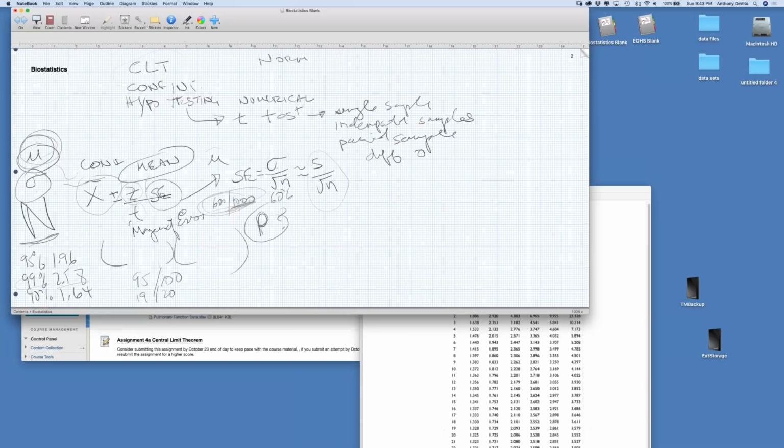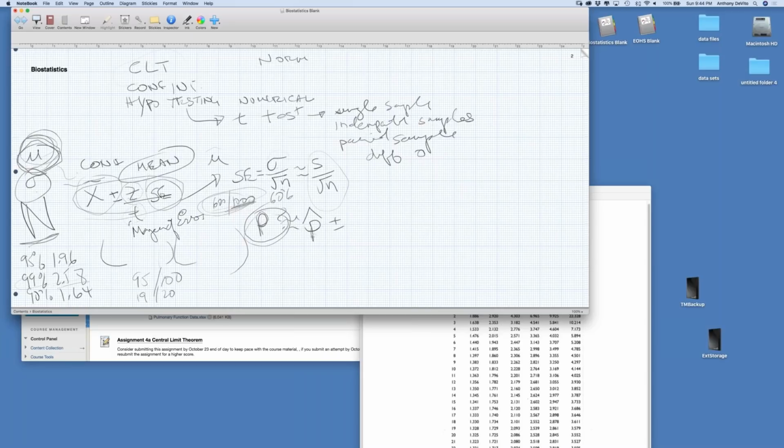You don't know that. You'll probably never know what the proportion of people that support gun control in that state is. What you know is that 600 out of your sample of 1,000 support gun control. So you know P cap, just like you know X bar, you know P cap. You know an estimate of the population proportion.